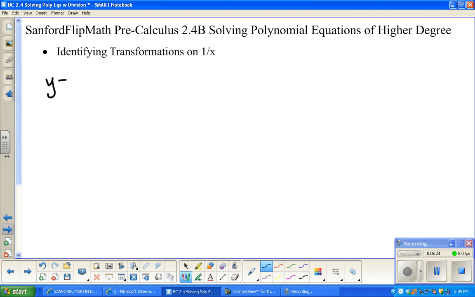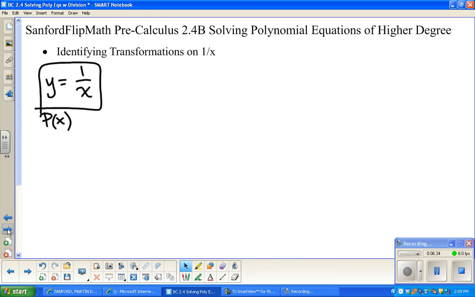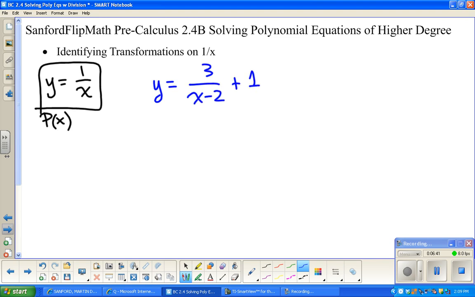So what we're saying is we have this parent function, y equals 1 over x. This is the parent function. This is what your book calls the basic function. Okay, and we want to know what happens to it if we do something like, let's say, 3 over x minus 2 plus 1. And this is really a throwback to what we did in section 1.5 with all the transformation stuff. So we could talk about translations and slides and stretches, shifts, whatever. Okay, so we're going to key in on some issues.